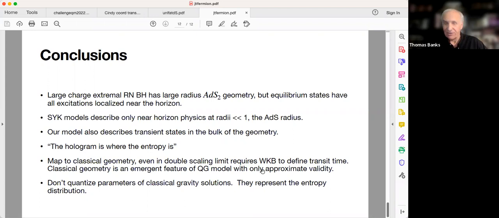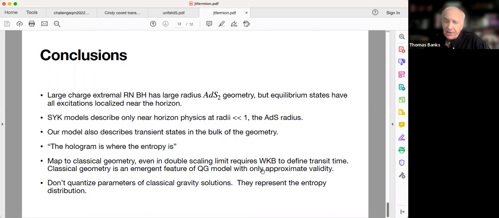The final lesson is that in these models, just as in string theory models in higher dimensions, we don't quantize the parameters of the classical gravity solutions. In higher dimensions, the reason for that is we think of those as asymptotic boundary conditions that can't be changed by any S matrix process or in AdS-CFT by any action of local operators in the conformal field theory.